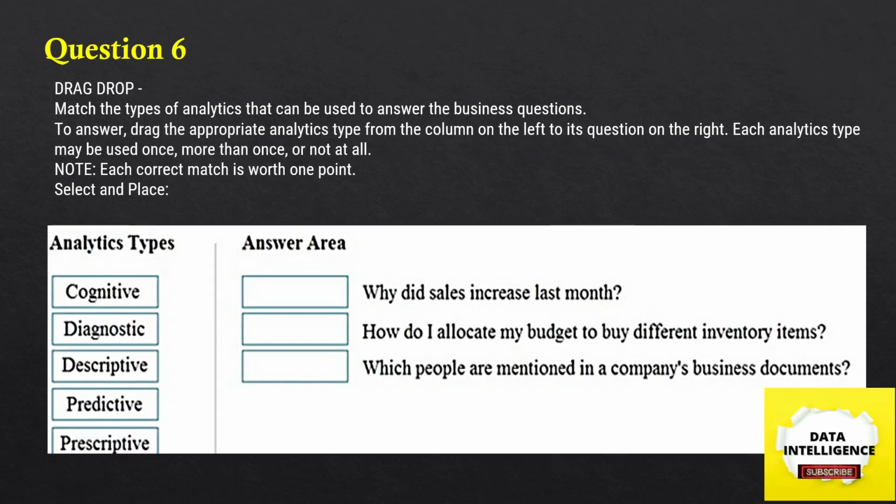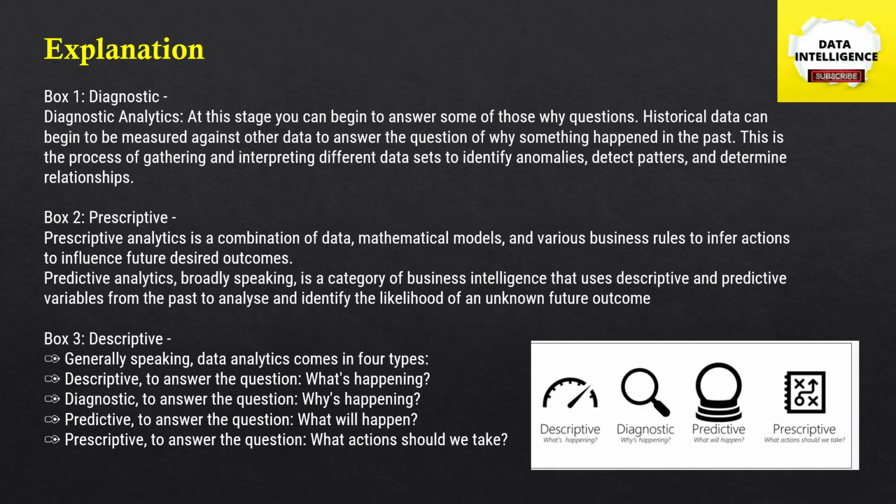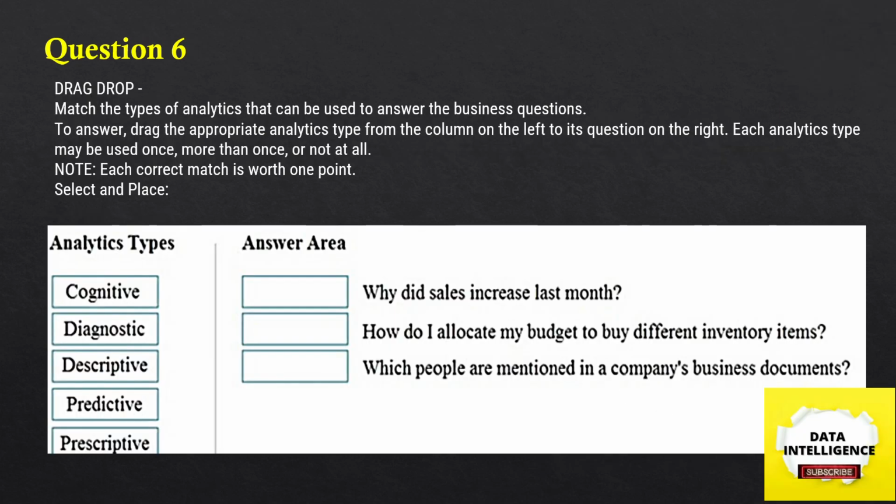Which people are mentioned in a company's business documents? It's simple: in a business you have people who are working there, the higher authorities, the employees. It's fixed in the business document, it has already happened, so we just want to summarize or take the data from there. You are just going to describe or summarize it, so it comes under descriptive, which is what has happened before.